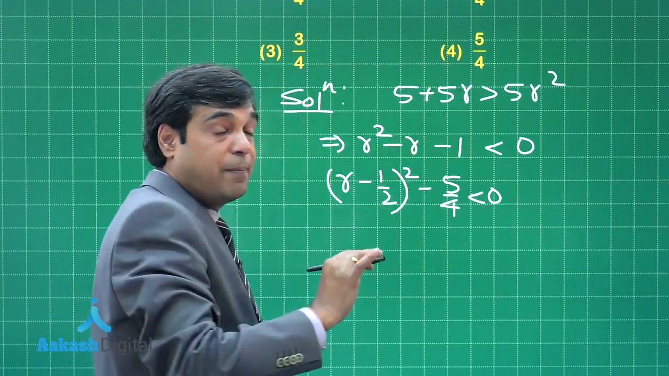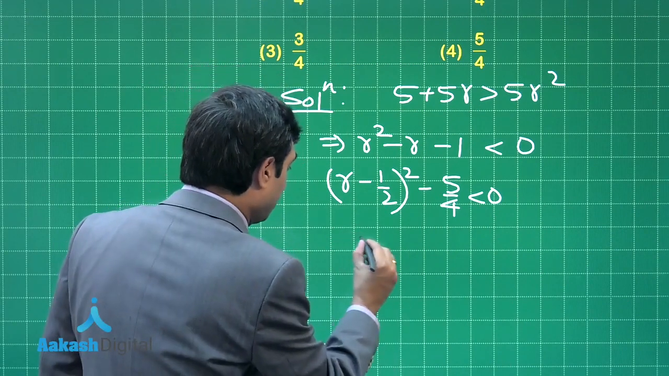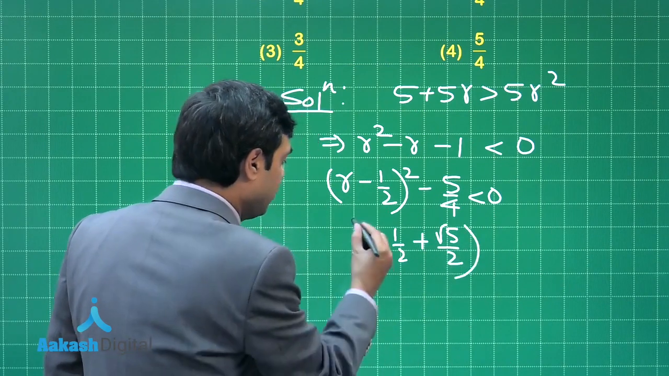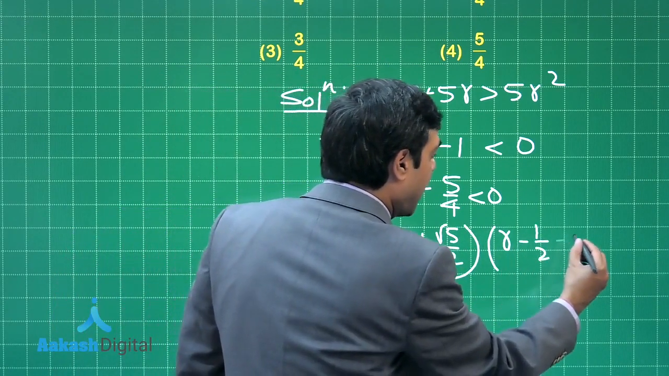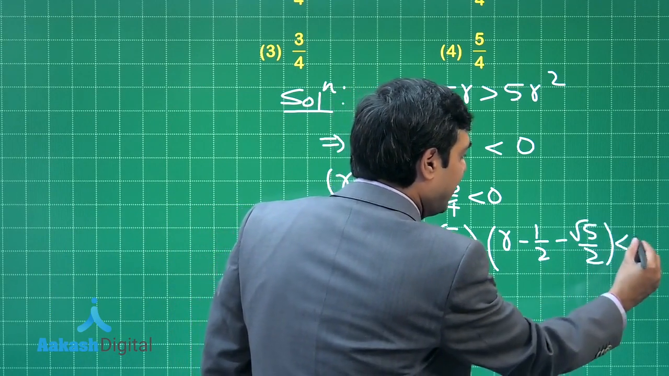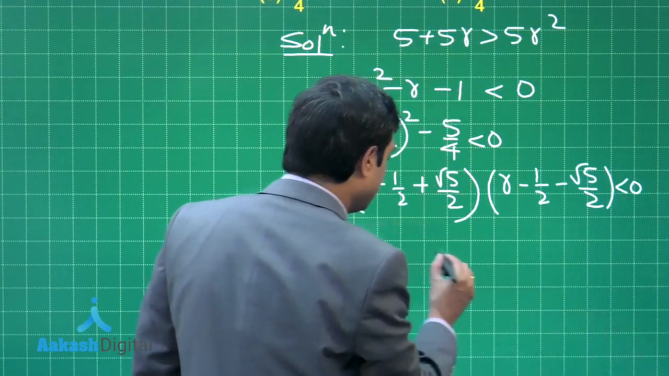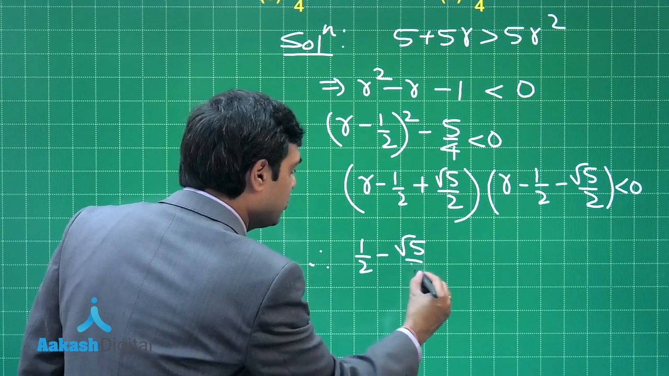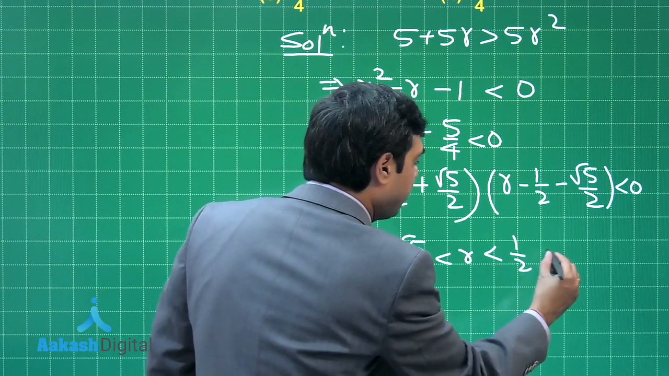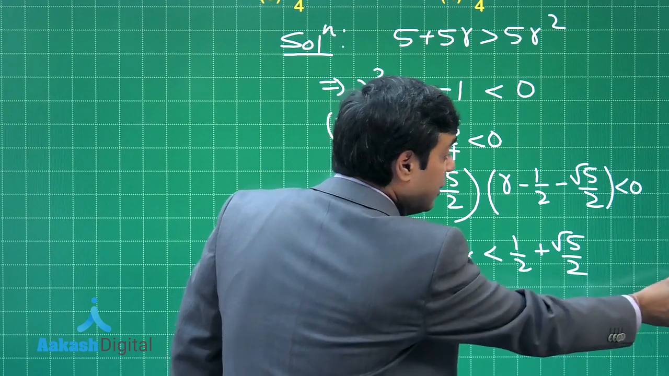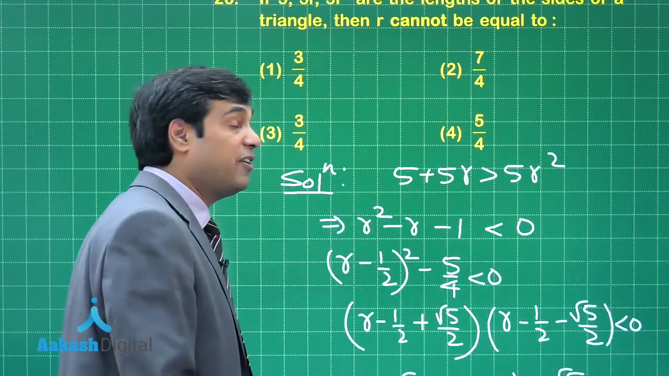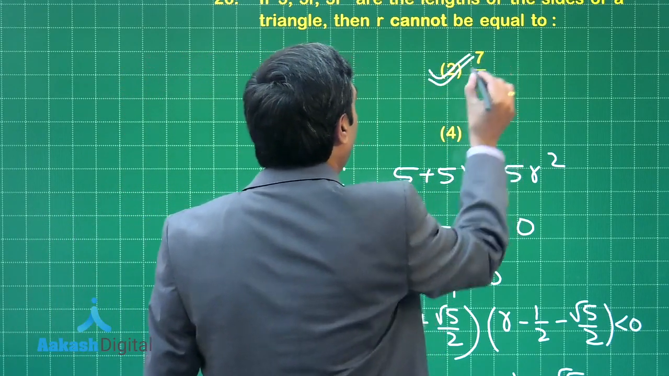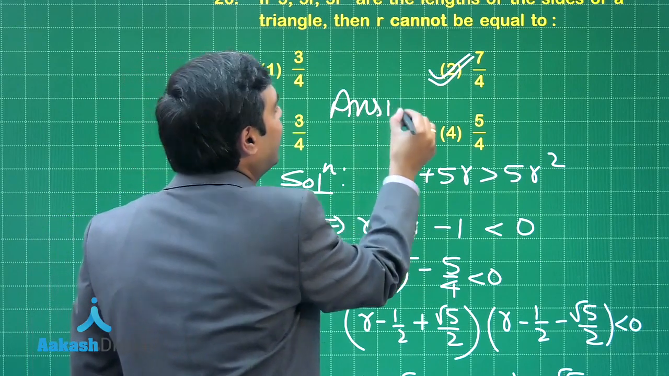So, we have an equation of the type a square minus b square less than 0. So, simplifying, (r minus half plus root 5 by 2) multiplied with (r minus half minus root 5 by 2) less than 0. So, from here we have the conclusion that r lies between half minus root 5 by 2 and half plus root 5 by 2. When you look at the given options, you can see 7 by 4 is not lying in this interval. So, clearly it can never be 7 by 4. This point is very clear. So, let us mark it as the correct answer.